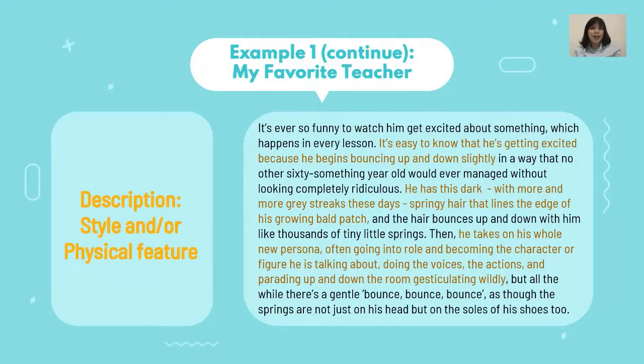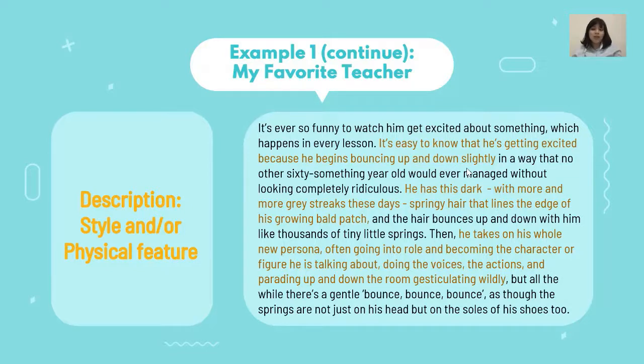In this part, we have been in the description structure. And for the second paragraph, the writer is talking about the style and or the physical features of the teacher. You can see it through the phrases or sentences that I have changed into gold color. It's easy to know that he is getting excited because he begins bouncing up and down slightly. So it's the style when the teacher is getting excited about something.